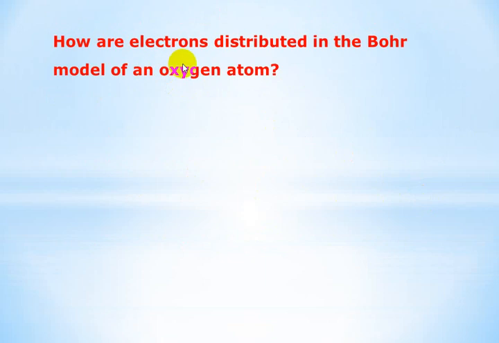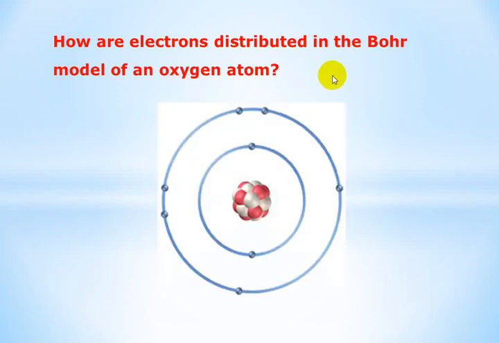Here is an example: how are electrons distributed in the Bohr model of the oxygen atom? The oxygen atom has an atomic number of 8. So how can we distribute the electrons? The first energy level will take 2 electrons, and the second will take 1, 2, 3, 4, 5, 6. The total equals 8, which is the number of electrons, or the atomic number.